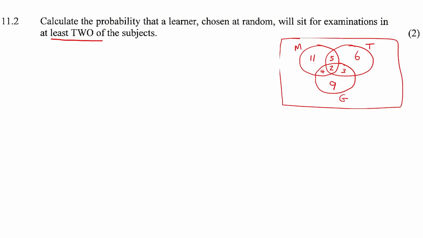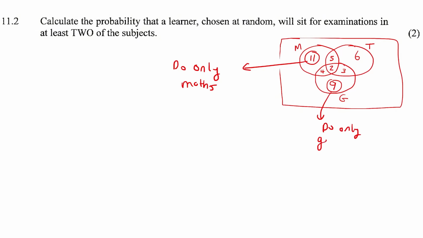Okay, where are the people on this diagram who sit for at least 2 subjects? Well, let me tell you who it's not. It's not these people, because those are the people who do only maths. So they would only sit for the maths exam. Not these people, because they do only geography. And then it's not these people because they do only tourism.